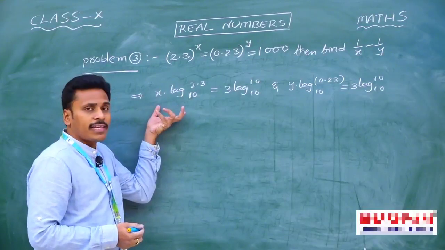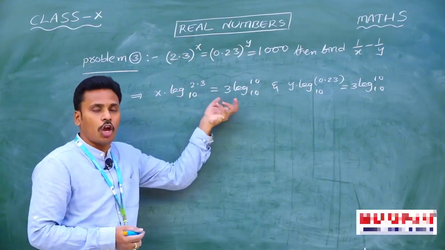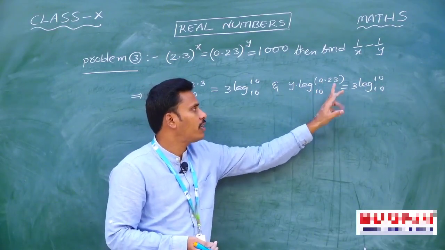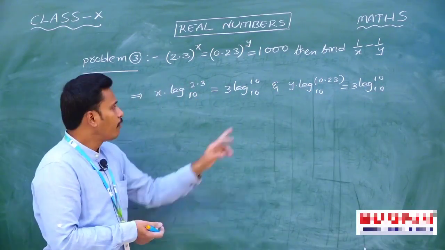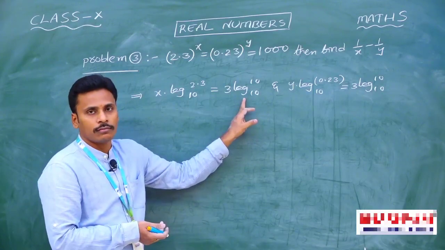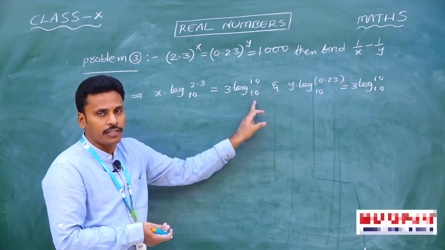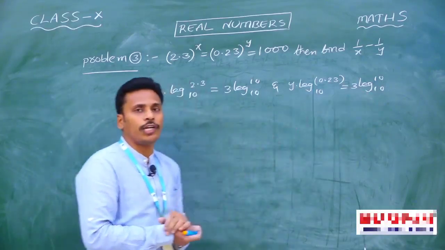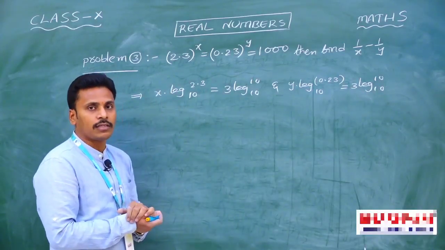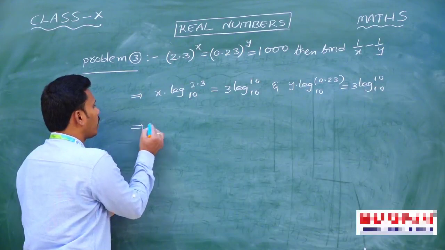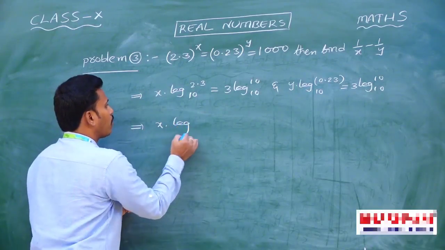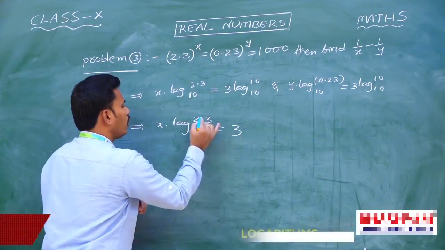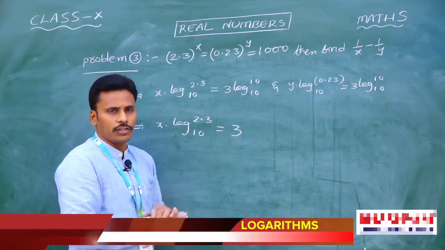We have x log 2.3 base 10 is 3 log 10 base 10, and y log 0.23 base 10 is equal to 3 log 10 base 10. We know that log 10 base 10 is 1, since the logarithm of any number to the same base is 1. So logarithm of 10 base 10 is 1 here, and again here also you write it as 1. So at the end we have x times logarithm of 2.3 base 10 is equal to 3, since 3 into 1 is 3.